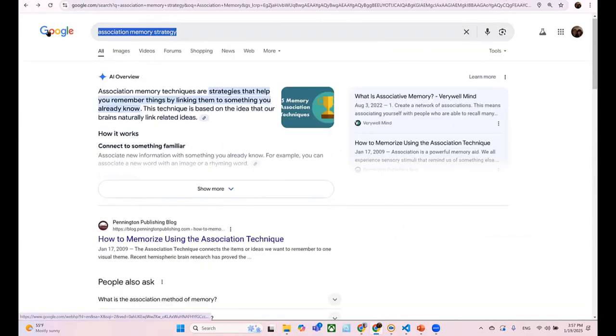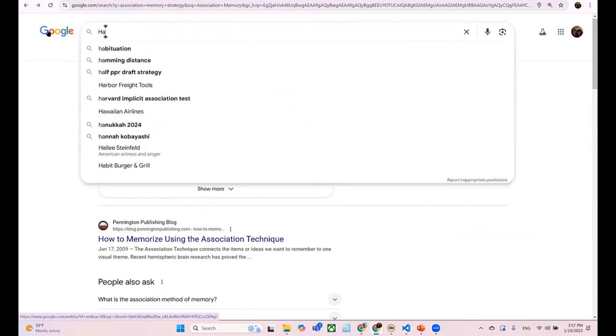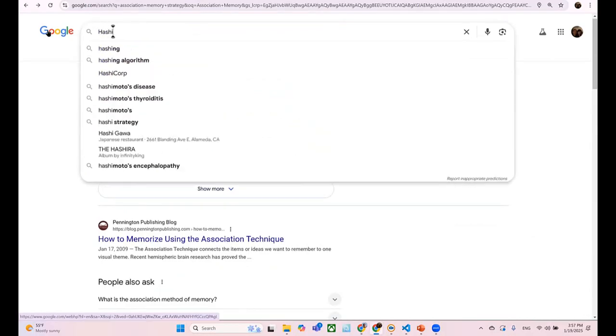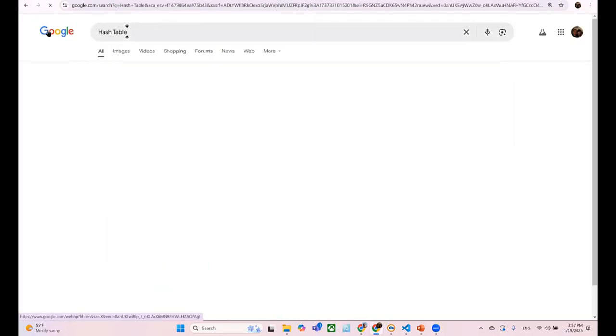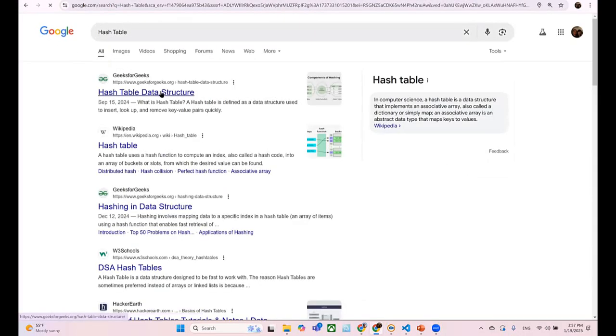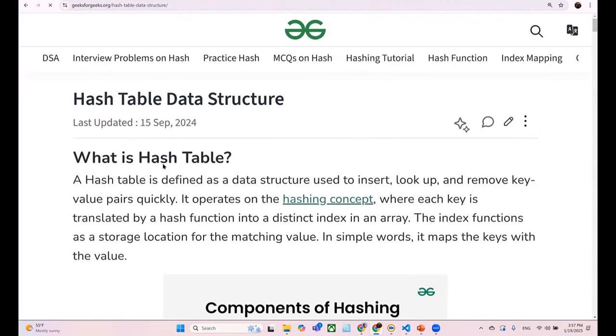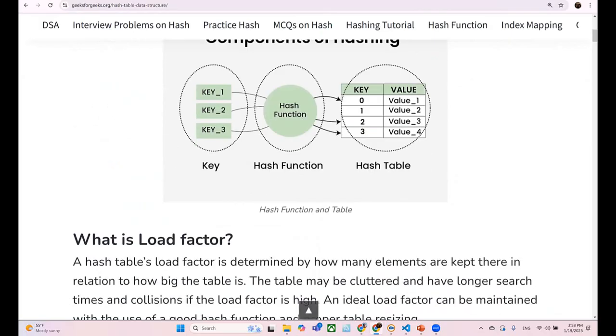But let's look at the hash table data structure. So what is a hash table? A hash table is defined to insert, look up, and remove key and value pairs quickly. So this is the hashing concept. Hashing is that you use a key to do hashing into a table, and then you find it.